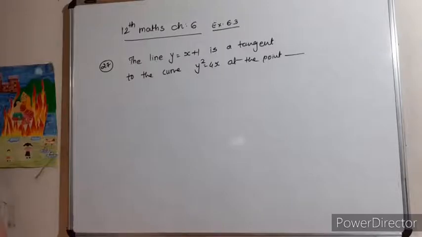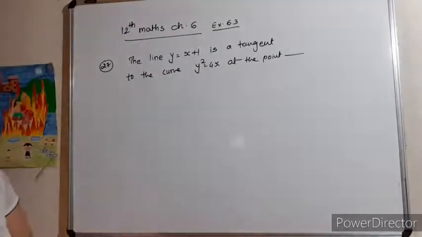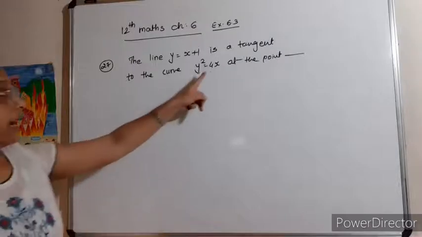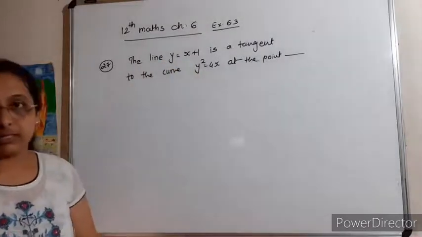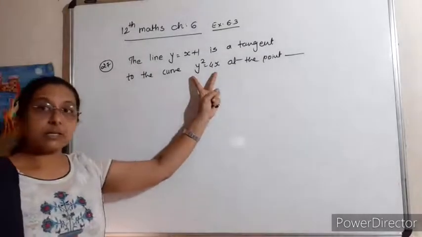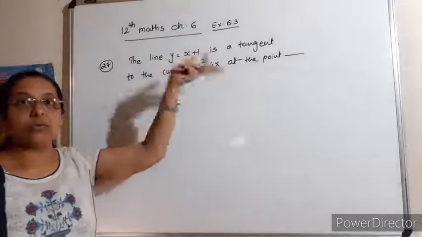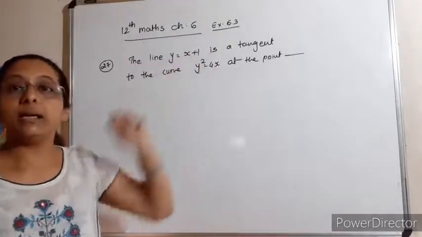That means what? The point is not given. The equation of the tangent is given. From the equation of the tangent, you have to find at which point this tangent is. So what will we do? From this we can find the slope of the tangent. Compare both, because both are the same.